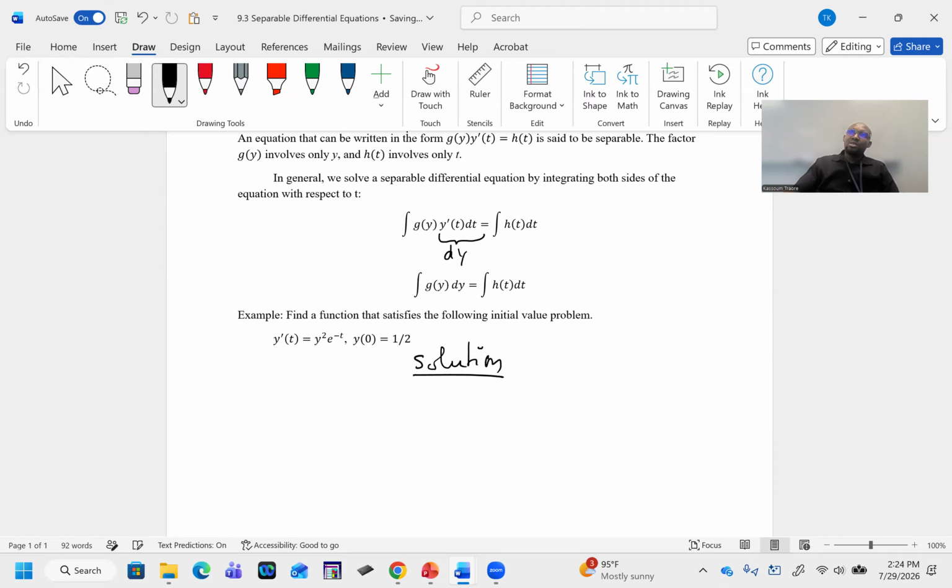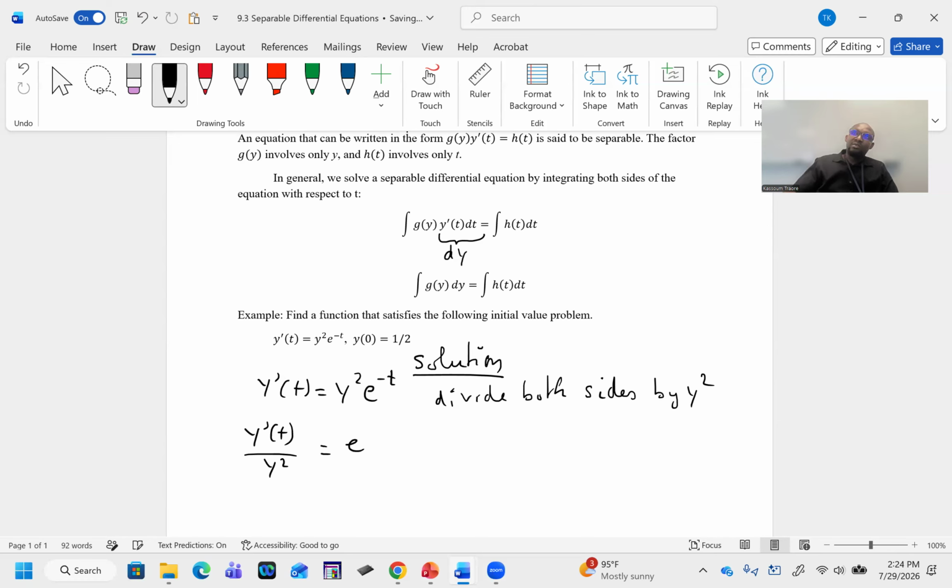So the equation is written in separable form, right? This is in separable form: y prime of t is equal to y squared e to the power of negative t. So if we divide both sides of the equation by y squared, we will have y prime of t divided by y squared is equal to e to the power of negative t.